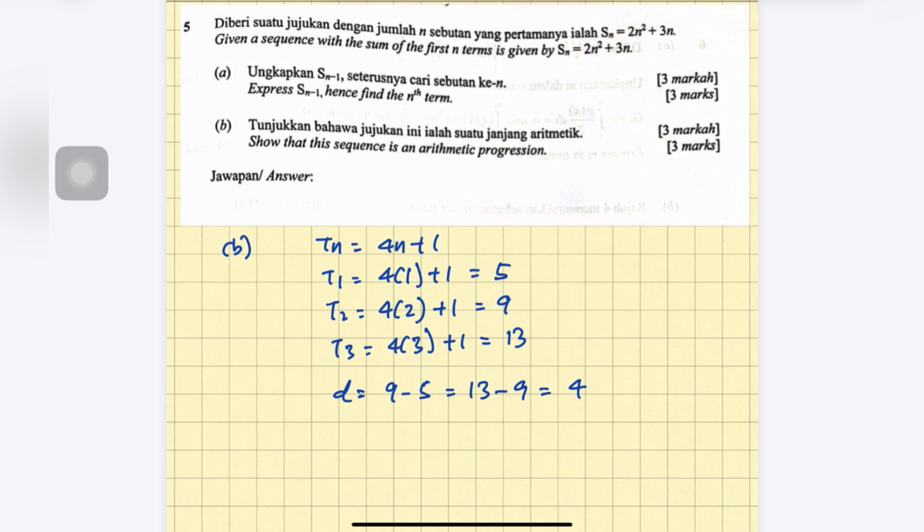Okay, so this is arithmetic. So therefore, arithmetic progression with common difference d equals 4.